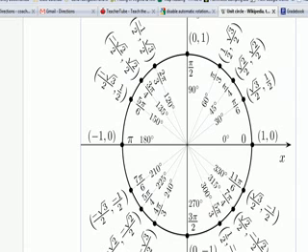The x coordinate is 0. 0 divided by 1 is just 0. And y is 1. Isn't that illegal? No, 1 divided by 0 would be illegal. It's undefined.